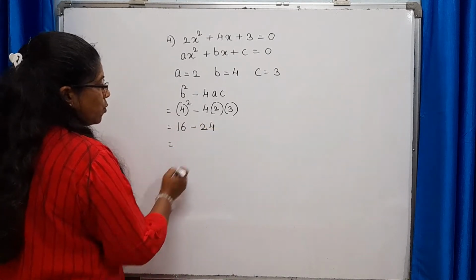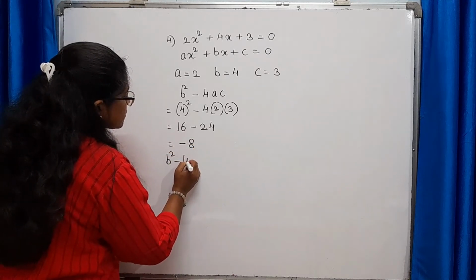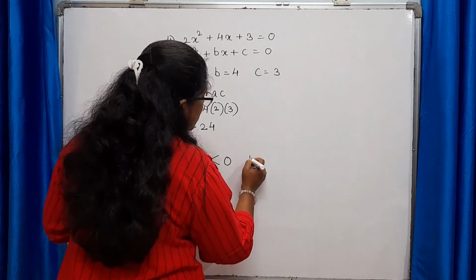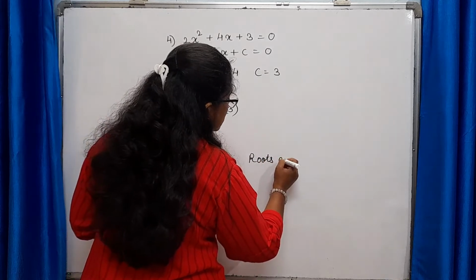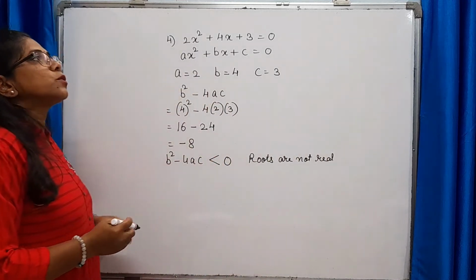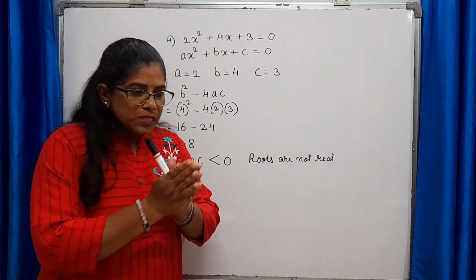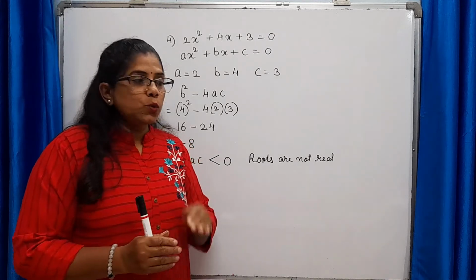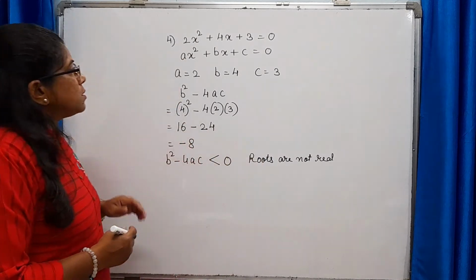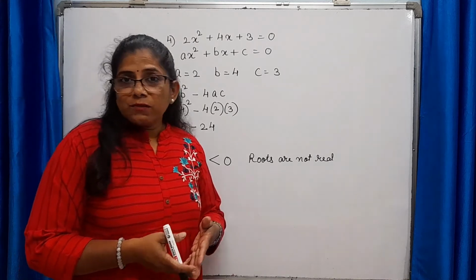16 minus 24 is minus 8, and in this case b square minus 4ac is less than 0, so we have to say roots are not real. So here the value of b square minus 4ac helps you to check the nature of the roots of the given equation. This b square minus 4ac plays a very important role in this quadratic equation chapter.